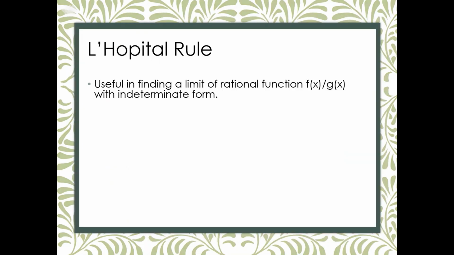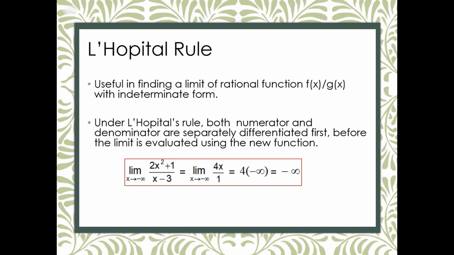L'Hopital rule is useful in finding a limit of a rational function f(x) over g(x) with indeterminate form. Under L'Hopital rule, both numerator and denominator are separately differentiated first before the limit is evaluated using the new function.